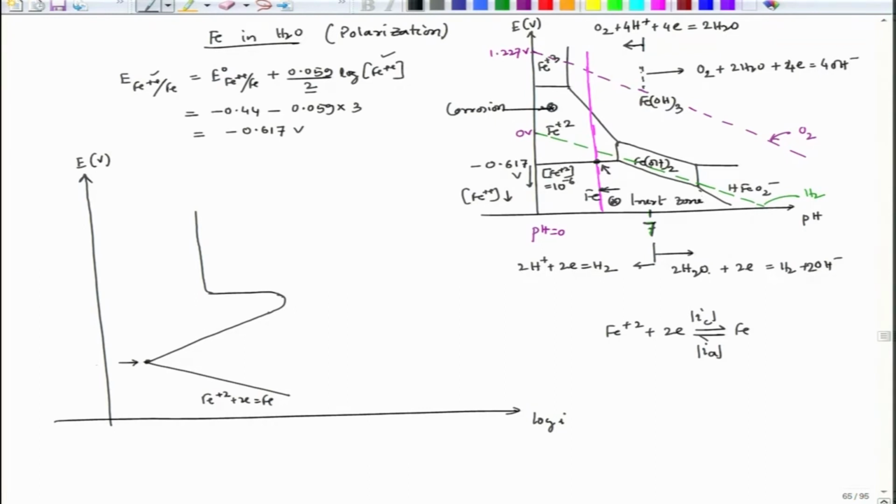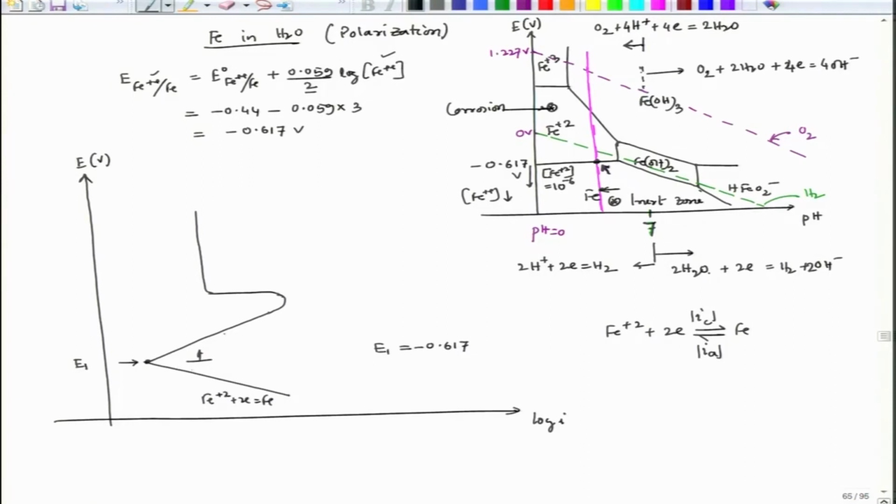Fine. So, this is the potential. Let us say this potential is E1, and E1 is nothing but minus 0.617 as per this. Why? Because at this particular point we are having the transition from inert to corrosion. That is why beyond this point the dissolution rate increases.